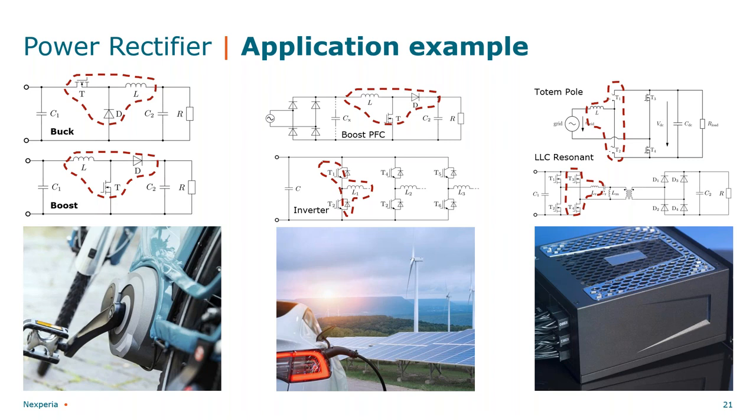And we have also some more complex examples like the totem pole and the LLC resonant, where a combination of those two is often used in uninterruptible power supplies. Maybe a small side note, the LLC resonant topology is typically a soft switch application where you don't suffer from reverse recovery losses. But what I want to emphasize with this slide is that we have different types of topologies, but in the end, it comes down to understanding this basic switching cell.